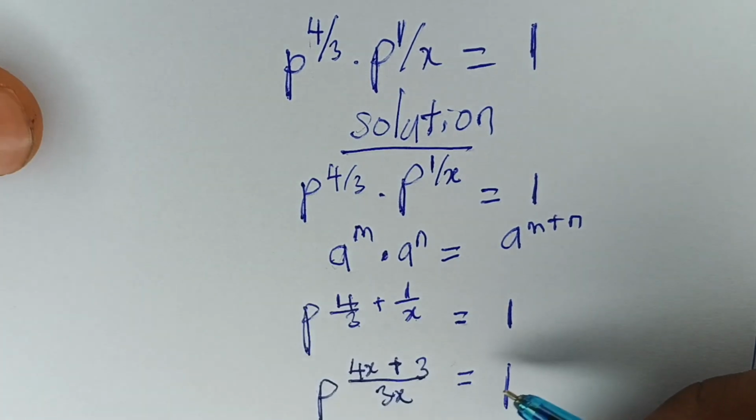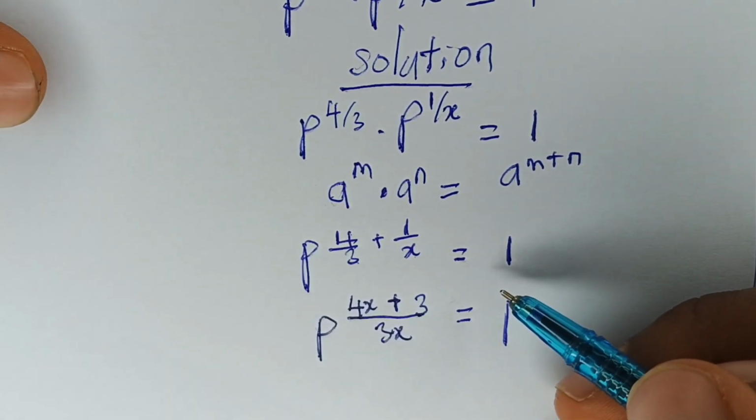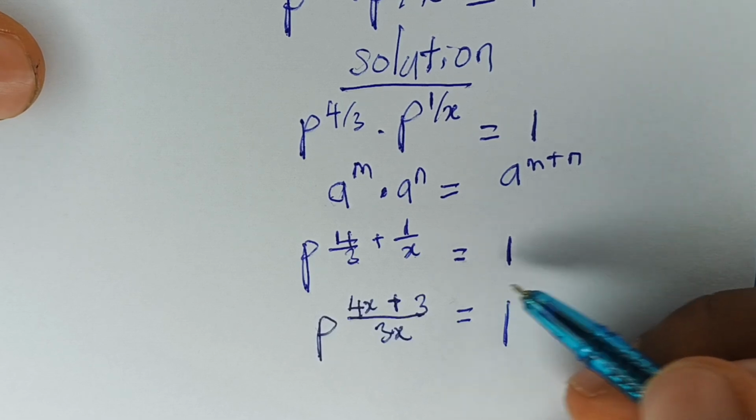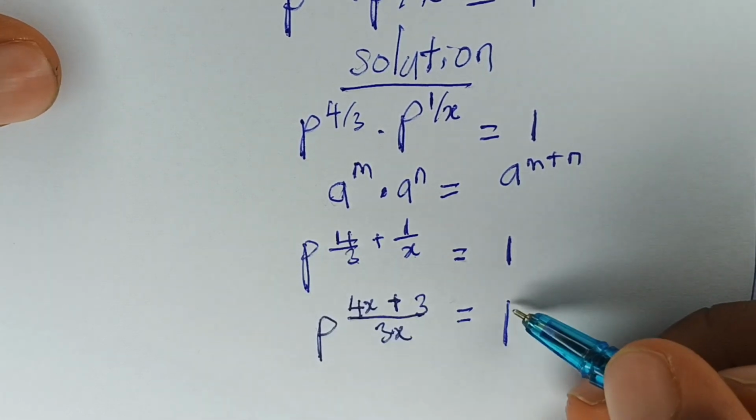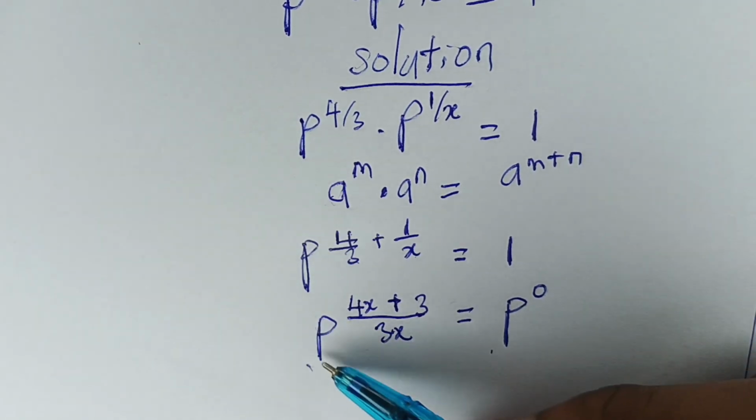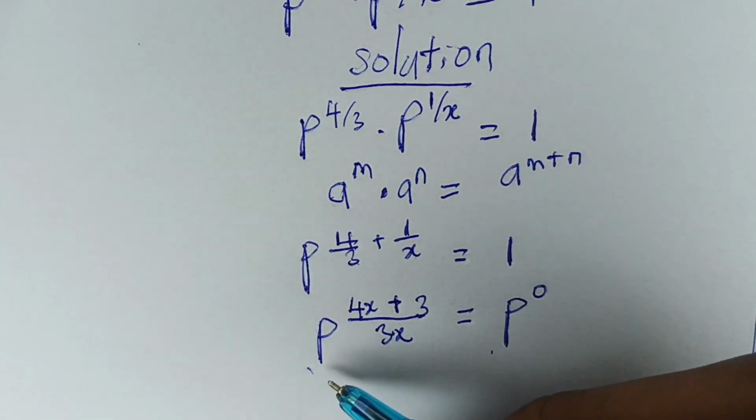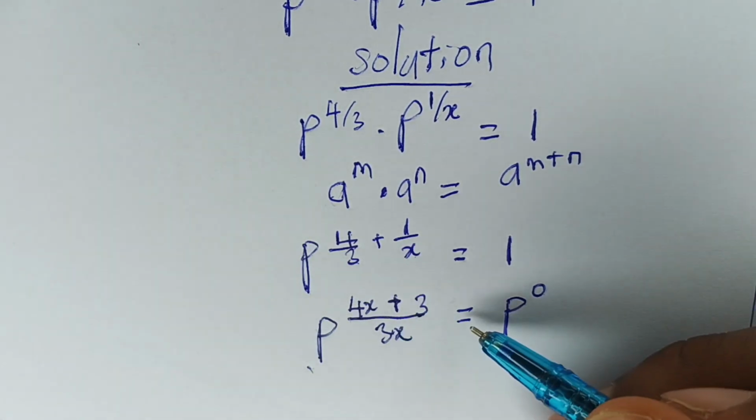Now, from the law of indices, we have the zero law, the law of zero index, which says that a raised to the power 0 is equal to 1. So you can replace this 1 now with p raised to the power 0. Okay? So you have equal bases, and when you have equal bases, you simply equate the powers. The bases are equal, it means that the powers are equal.